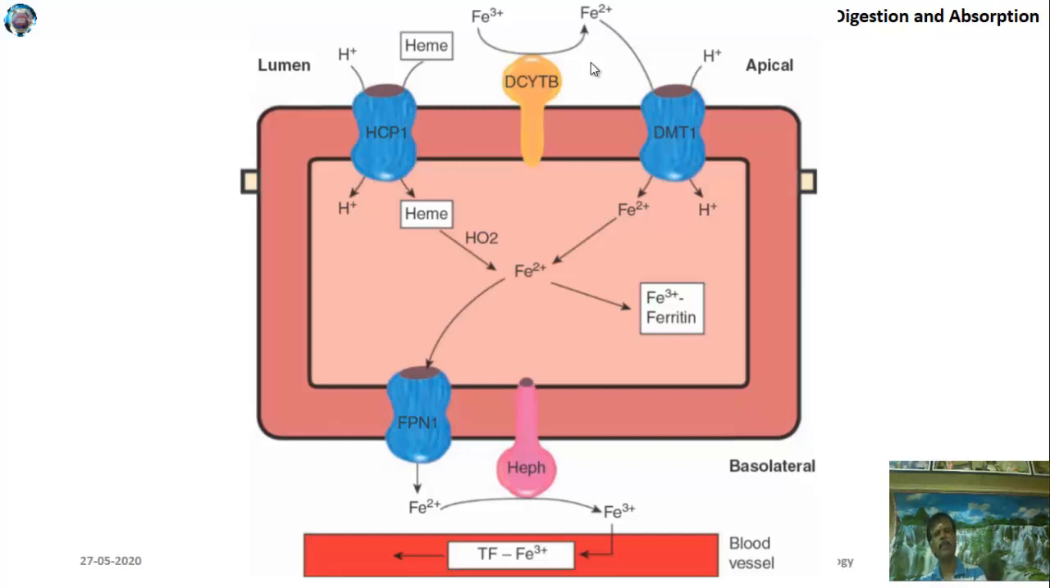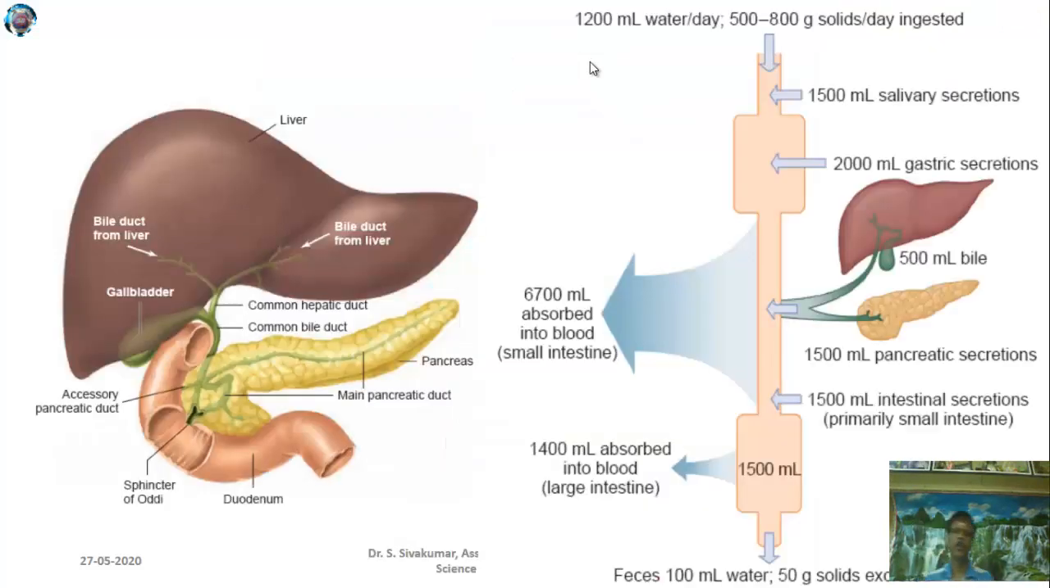It gets digested and gets absorbed. Usually only 10% of the iron we consume in the diet actually reaches our body. And this diagram clearly indicates how much solid material or water we are taking in, and how much goes out of our body or gets into our body.